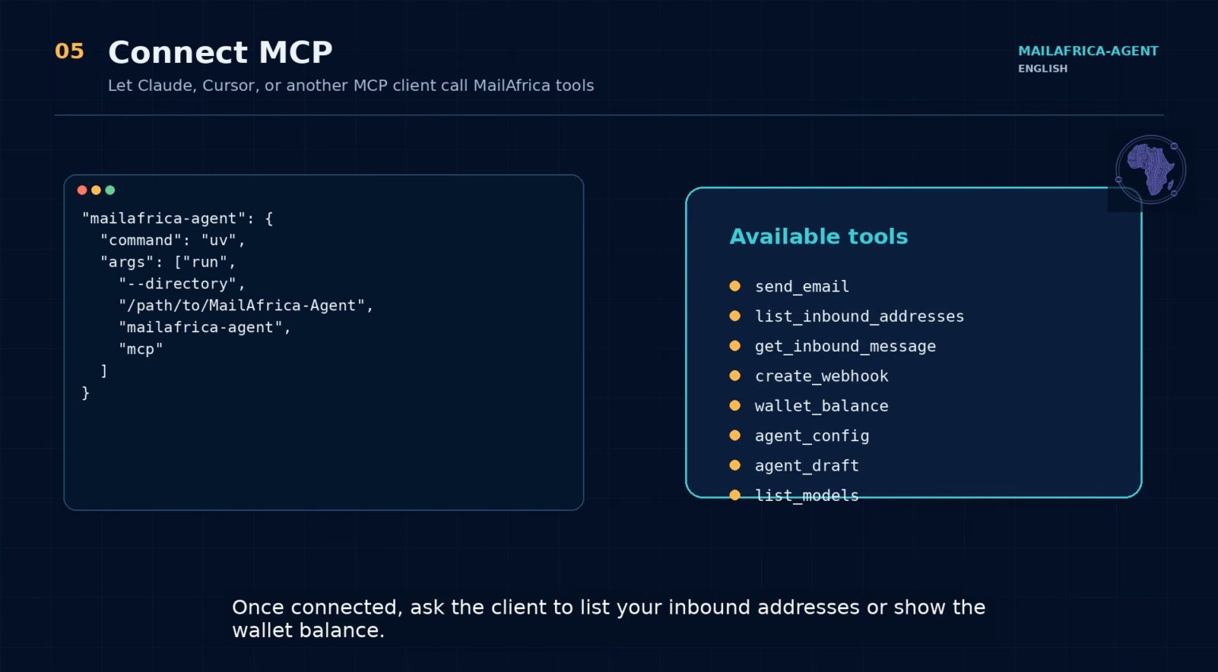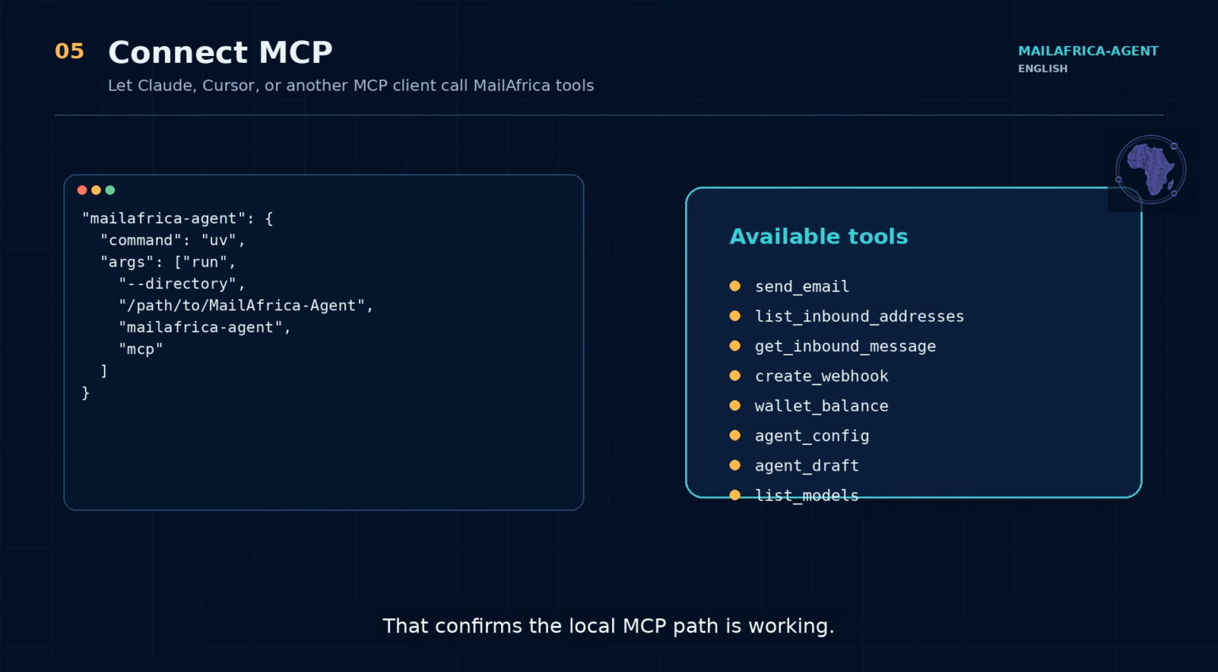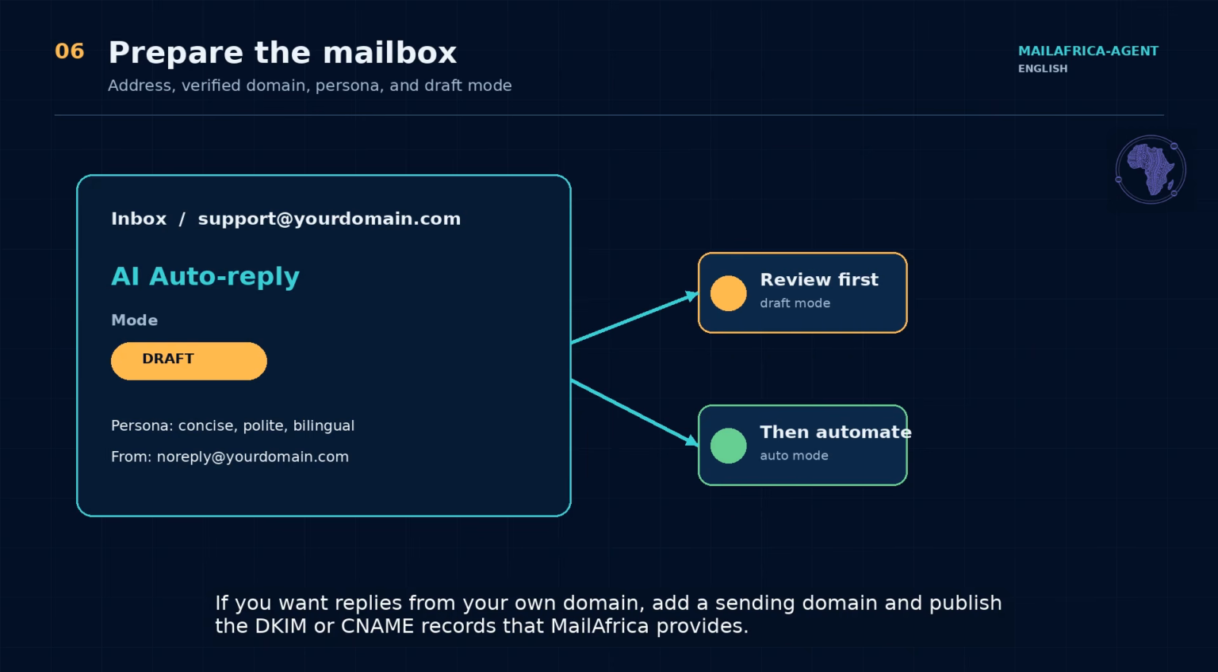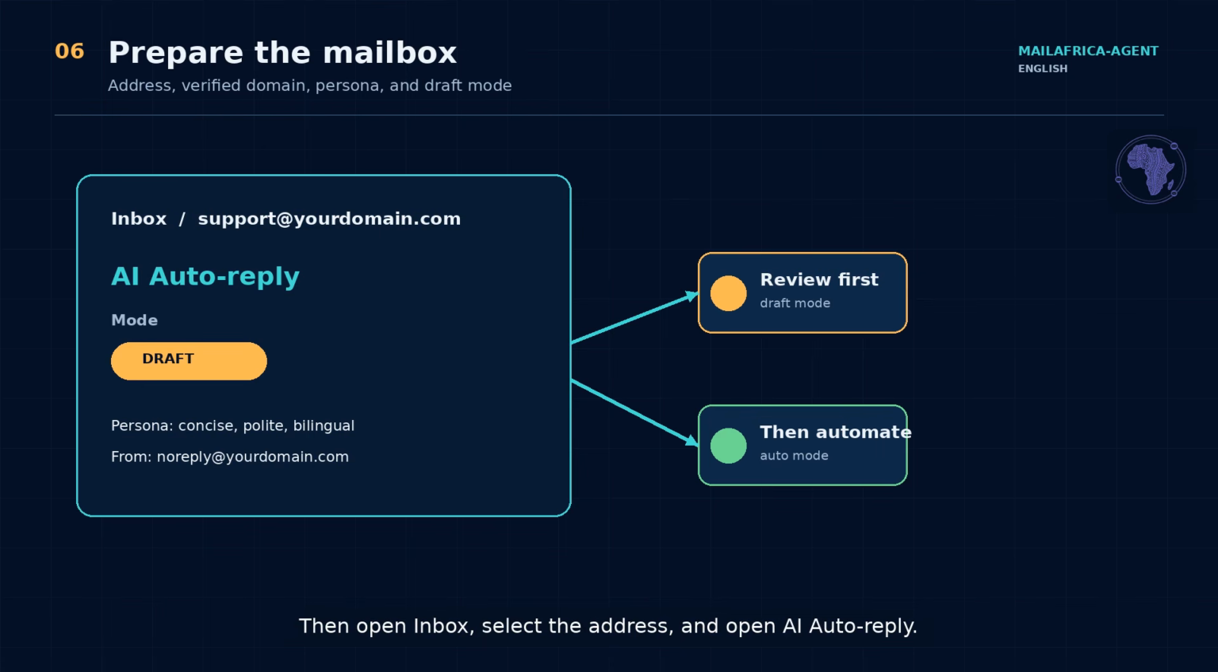The server uses standard input and output, so your MCP client starts it as a child process. Add the repository path to your client configuration. The important parts are the command uv, the run argument, the directory pointing to this checkout, and the mailafrica-agent mcp command. Once connected, ask the client to list your inbound addresses or show the wallet balance. That confirms the local MCP path is working.